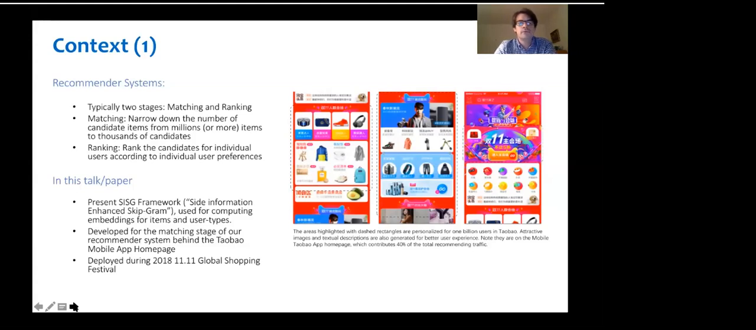Now, in our paper, we present the SISG framework, SISG standing for Side Information Enhanced Skipgram. We have used this framework to compute efficiently embeddings for items and user types. This has been developed for the matching stage of the recommender system behind the Taobao mobile app homepage. This framework has also been deployed at the 2018 Double 11 Global Shopping Festival, which is probably one of the biggest global online shopping events. So that's just to mention that this is some actual very practical work that we present here.